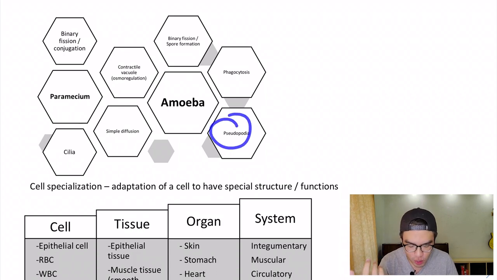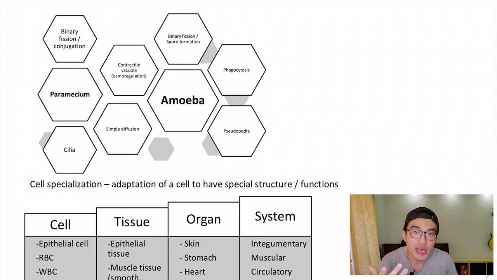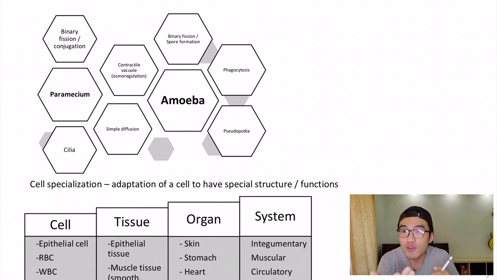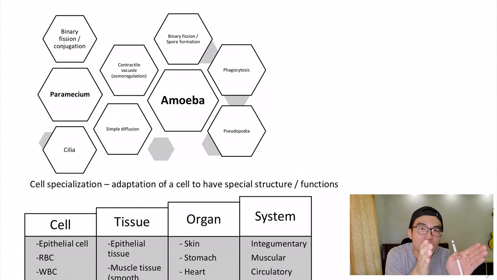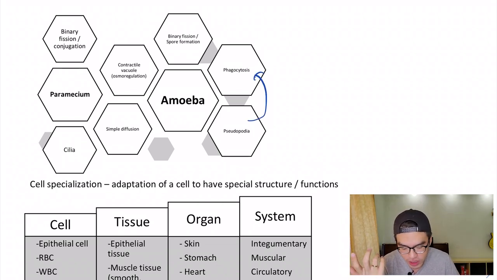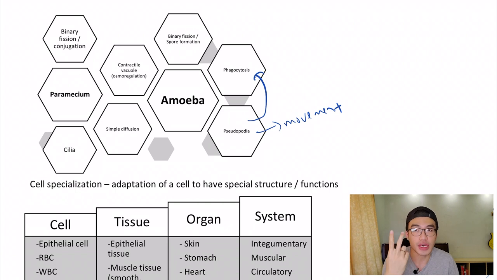Next, pseudopodia. Pseudo being fake, podia means leg. So pseudopodia is the fake leg. What do I mean? If I were to engulf, means eat, a food particle, I would extend myself to form a leg before closing down and surrounding them. That is what we call the pseudopodia. Pseudopodia is a bit related to your phagocytosis. Not only that, your pseudopodia is also involved in movement. Alright, so your pseudopodia has two functions.